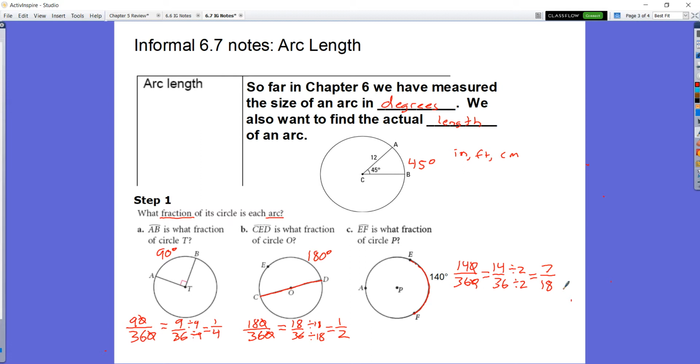Okay, so there's our fractions for each one of those circles. That is our first step. All right, so now we're going to flip screens and we will get to what our second step is going to be.